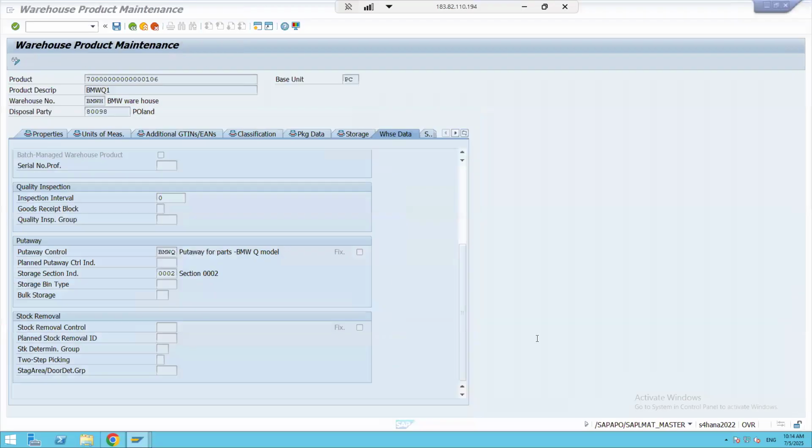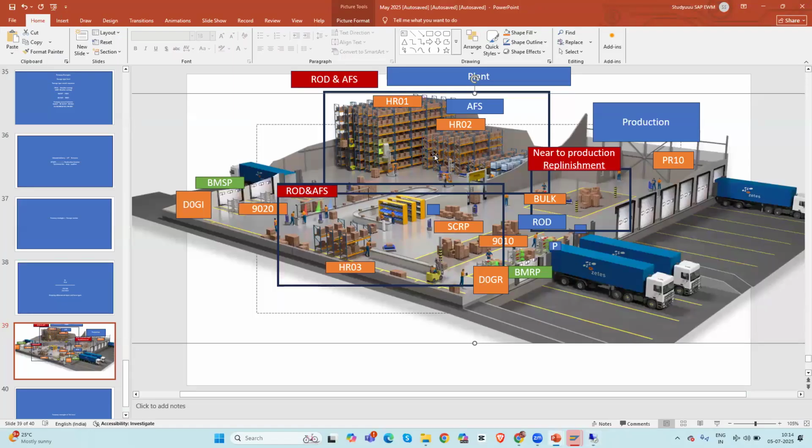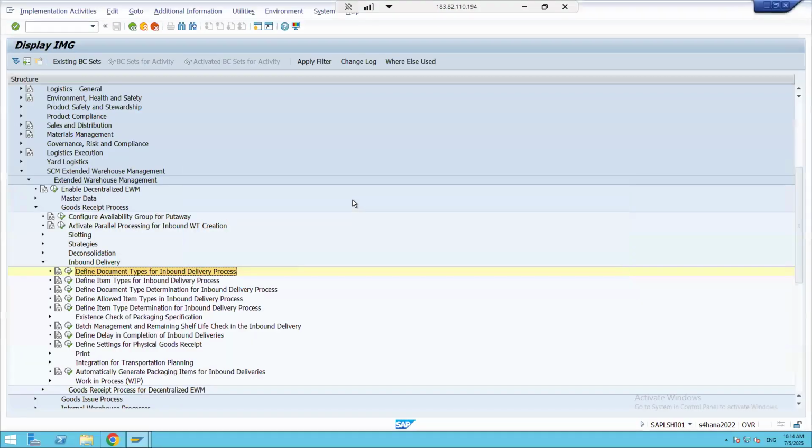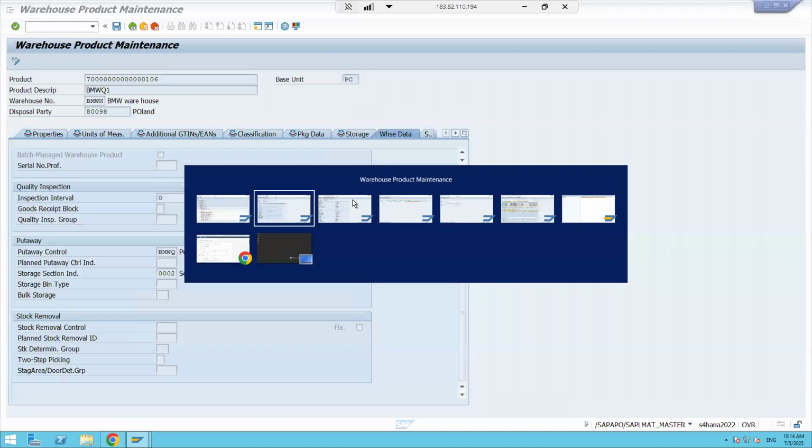Now, how many storage types do I need to create in the system? 1, 2, 3, 4, 5, 6, 7, 8, 9, 10. There are 10 storage types we need to create now. Same process I'll follow. There is no difference in creating a storage type. But what will the difference be?